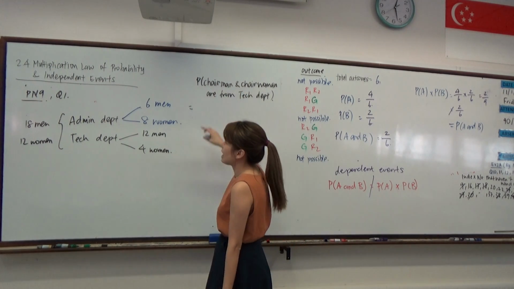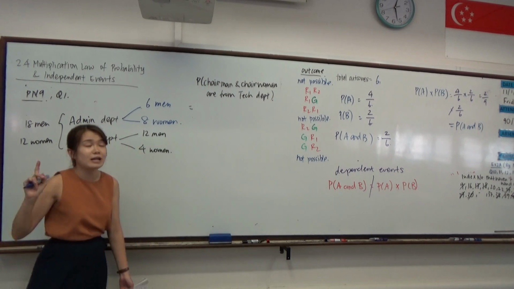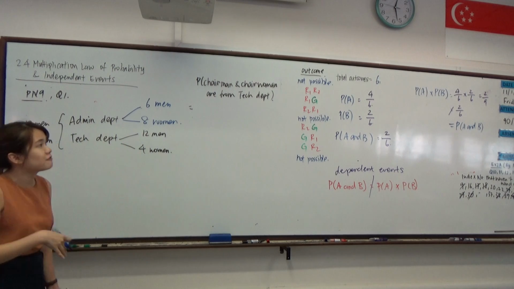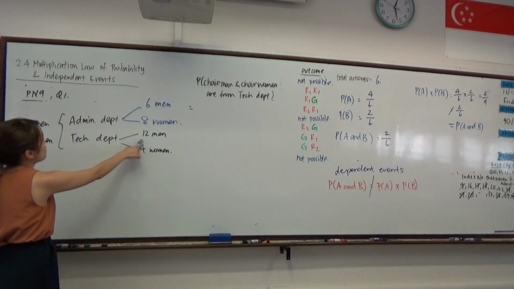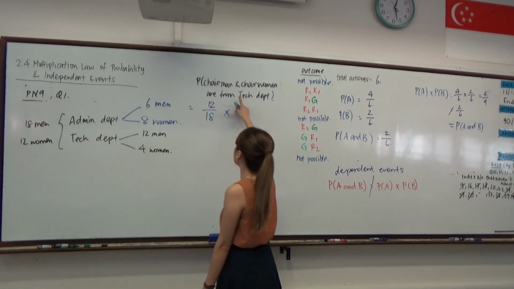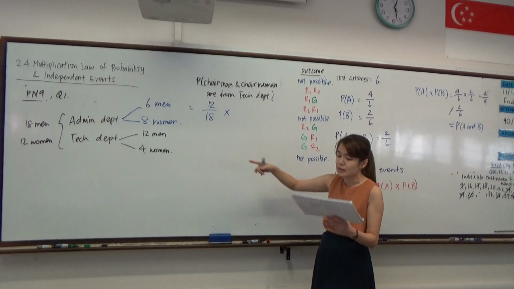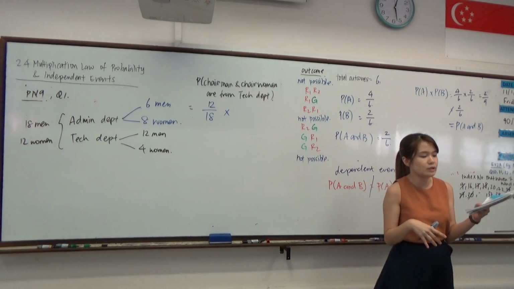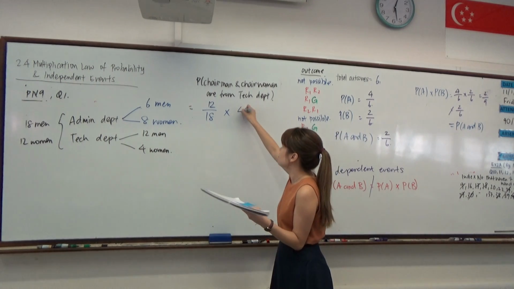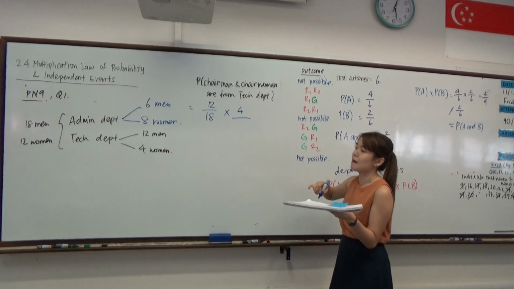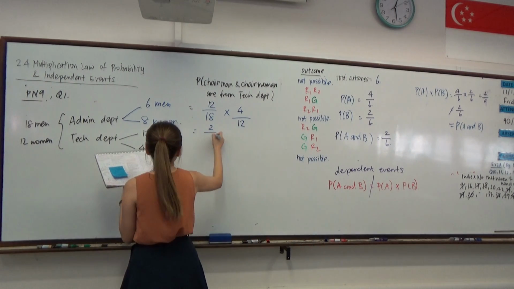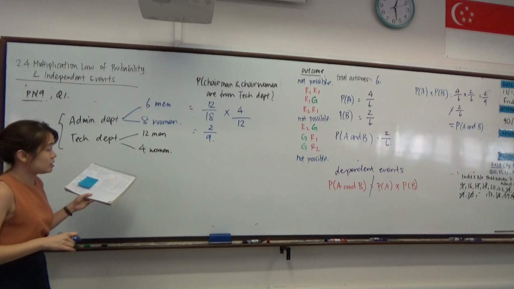But whenever you see and, and in this case it's an independent event, the number of men that can come from the technical department will actually be 12 out of total of 18. And then we are able to multiply. So when you see and, you multiply. When you see or, you plus. Usually that is the case. Then after that, chairwoman, there is 4 women from technical department out of a total of 12 women. So then the probability will be 2 out of 9.